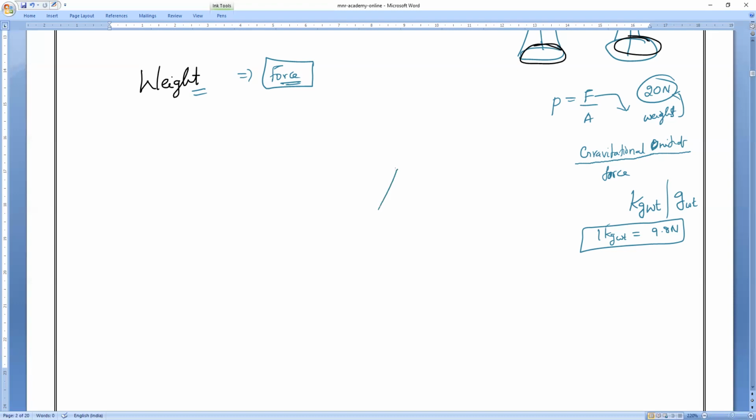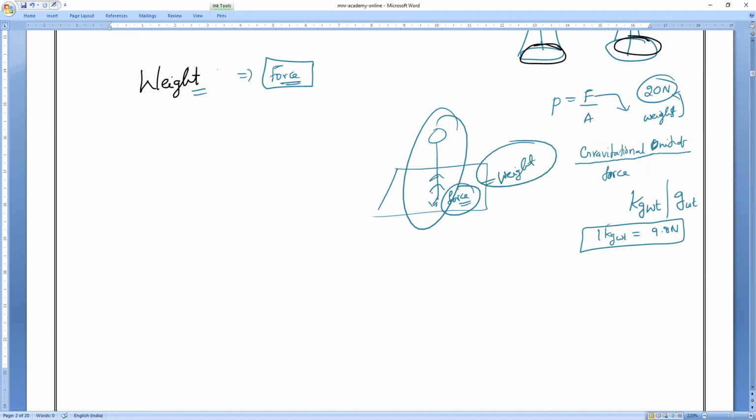For example, this is the ground. Now you are standing on the ground, which means you are exerting some force on this ground. Am I right or wrong? The force applied by you on this ground is equal to your weight. Do you understand? Clear, everybody? But this force depends on what? It depends on gravity, the gravity at that place.